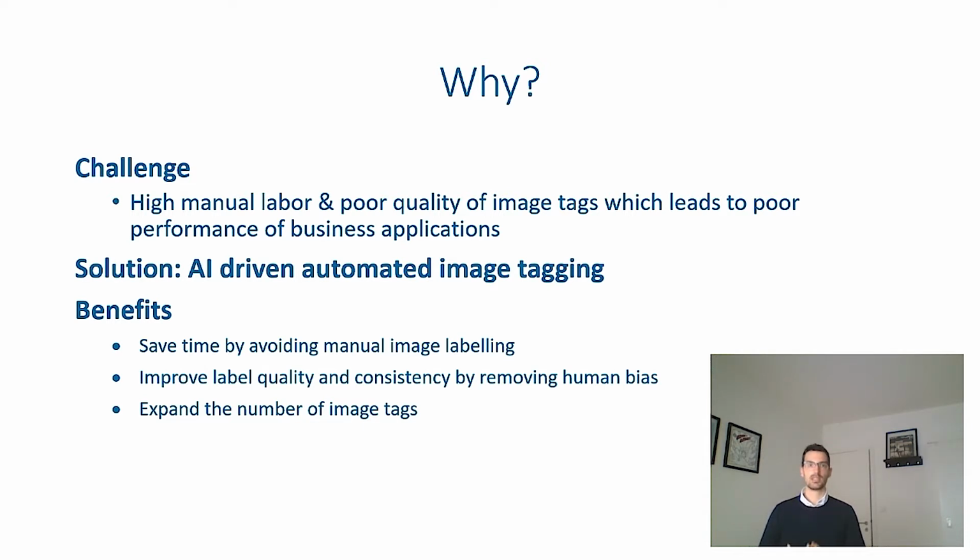And the tagging factory is an AI-driven automated image tagging or image labeling process. So the main benefits of using the tagging factory are, first of all, it's fully automated. So you save time because otherwise you would manually do the labeling. Second, because it's automated and AI-based, you improve the label quality, but also remove any inconsistencies because of human bias. And third is that you can easily expand the number of tags that are available and also include specific custom tags to the model as well.